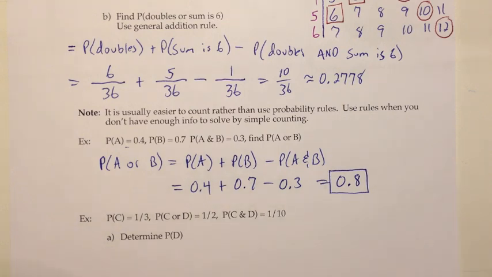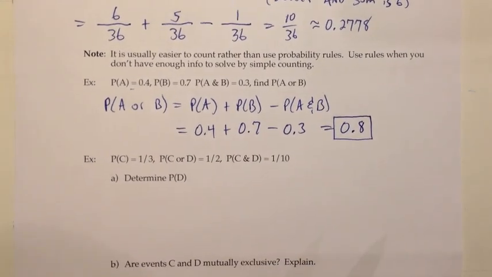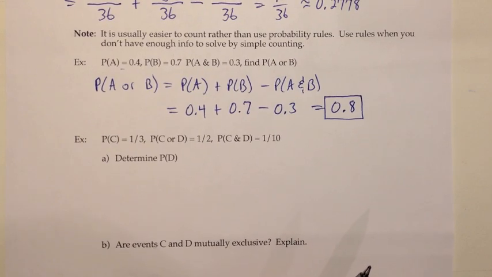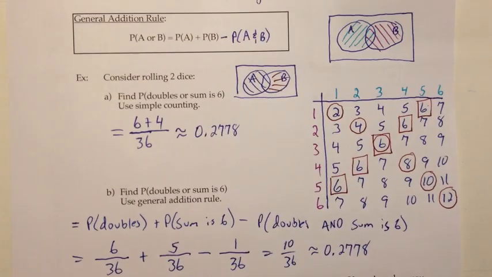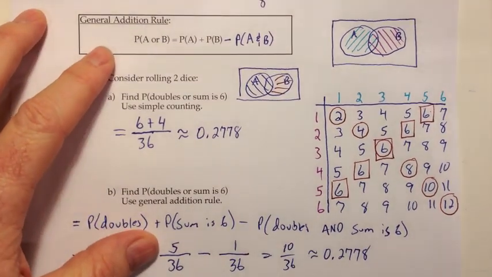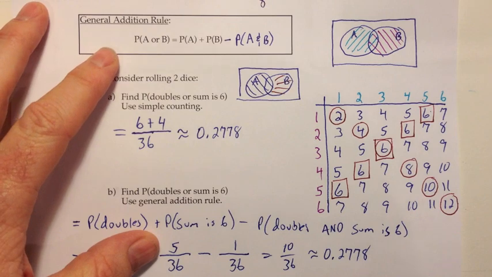Let me just show you another variation on that real quick to wrap this up. Probability of C is 1/3, the probability of C or D is 1/2, and the probability of C and D is 1/10. Determine the probability of D. So the first thing that I want to point out, that hopefully is obvious, is that when you have a formula and it's written in terms of A's and B's, that doesn't mean that you have to have A's and B's in your problem to use it. So those are just placeholders.